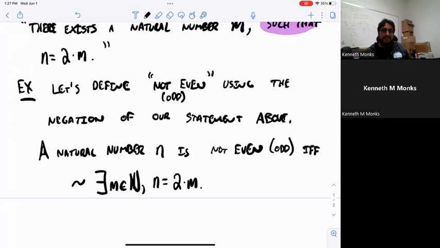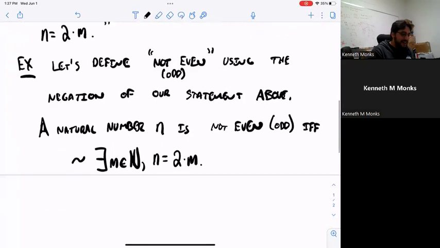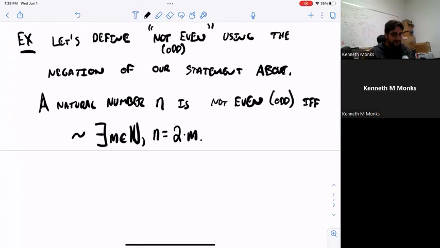So, okay, in symbolic logic, that was pretty easy. All I did was slap a not in front of the statement, and now I've defined odd. I've defined not even. But that's maybe a little bit unsatisfying because it doesn't feel like we did much. We just said, even means there exists a natural number such that n is 2 times that natural number. And so not even means it is not the case that there exists a natural number such that n is 2 times that natural number. It doesn't feel like we really did anything.